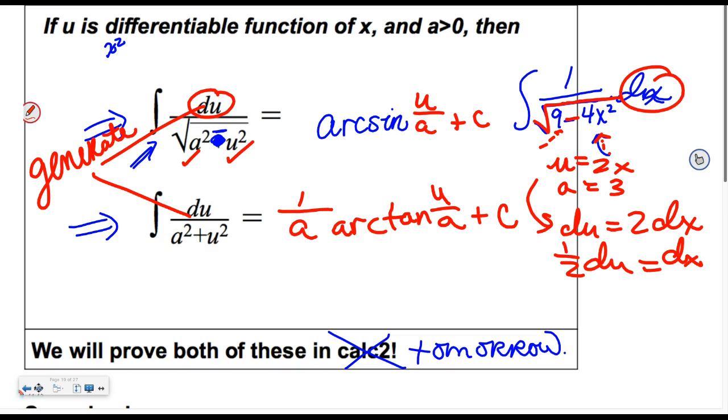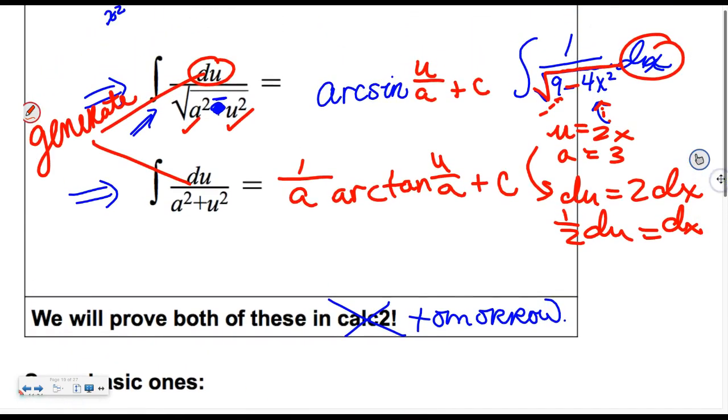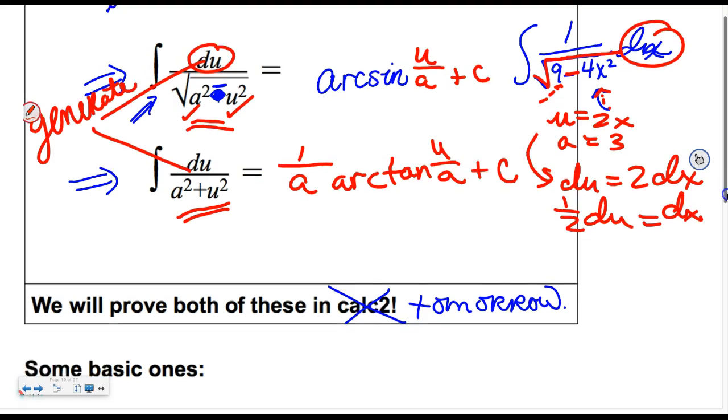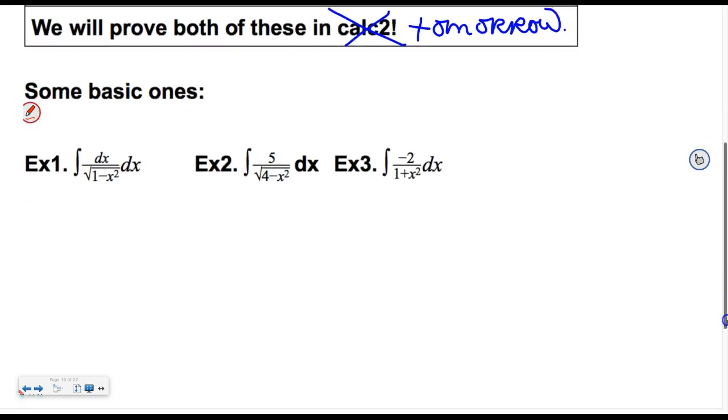So your goal with these is, first of all, you always try u sub. If it fails you, you should keep your eye out for these models that look very Pythagorean-y, like you're squaring things and adding and subtracting them. Those lend themselves to these inverse trig functions.